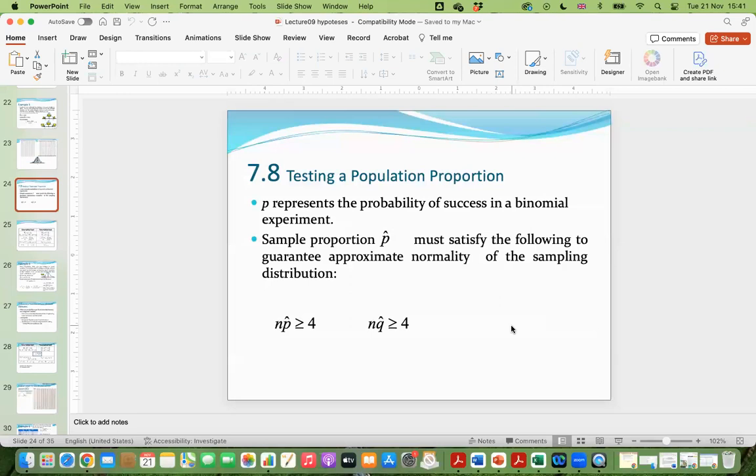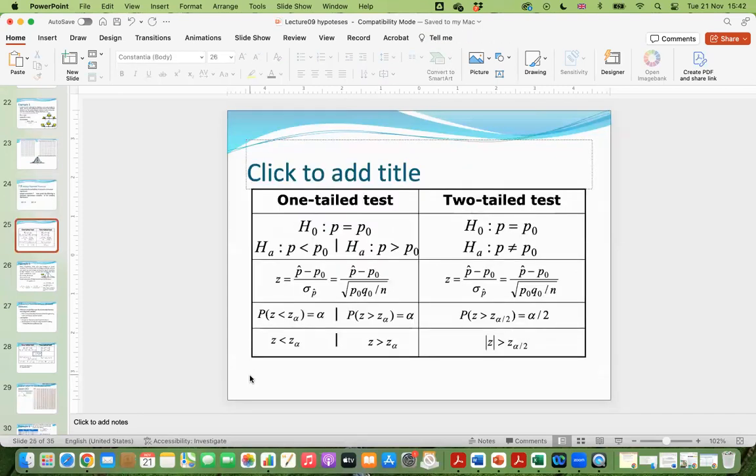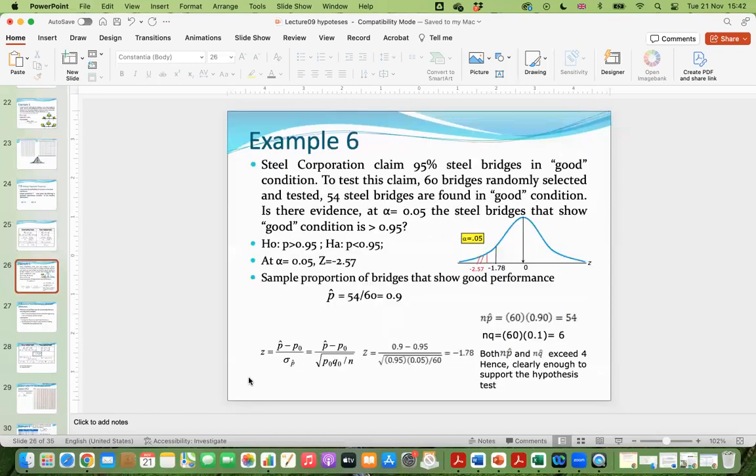Right, testing a population proportion, there's another way to test a population. You need to fulfill two parts. Your NP, where N is the number of trials and P is the success probability, must be more than 4. And your NQ must be more than 4 as well to test the population proportion. So for this part, we quickly jump into an example. Probably it will be easier for you to understand.